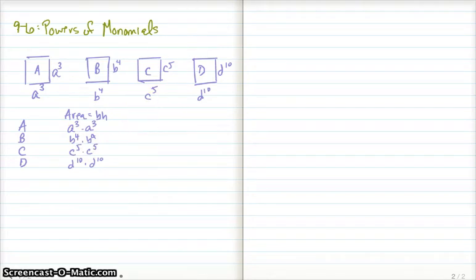Sorry, I don't like the way these look. So I have a cubed times a cubed, so really that's a cubed squared. B to the fourth times b to the fourth is really like b to the fourth squared, and c to the fifth times c to the fifth is like c to the fifth squared. Same thing with d to the 10th. I'm taking d to the 10th, multiplying it by itself, so I'm squaring it.